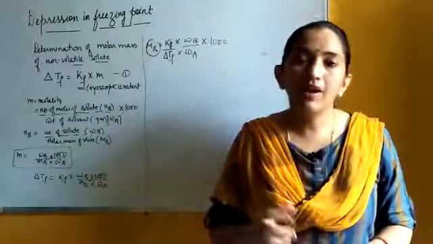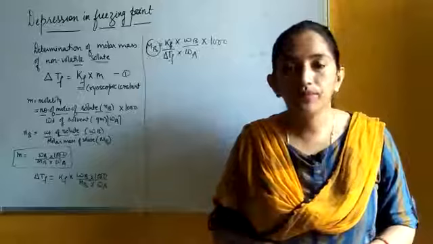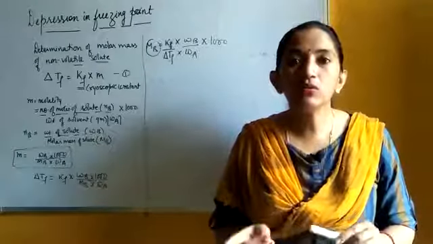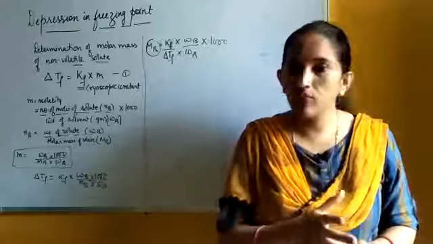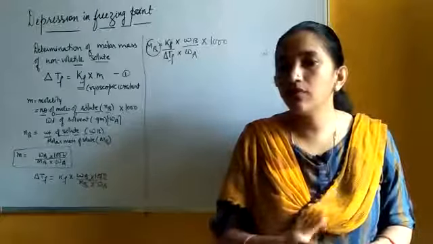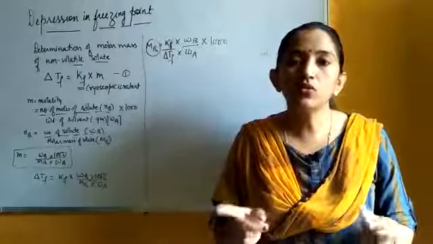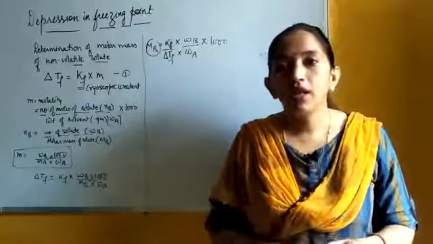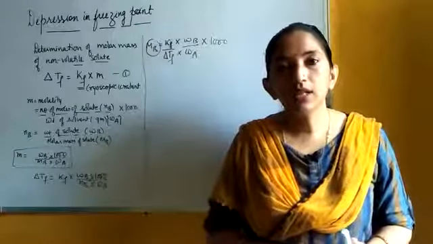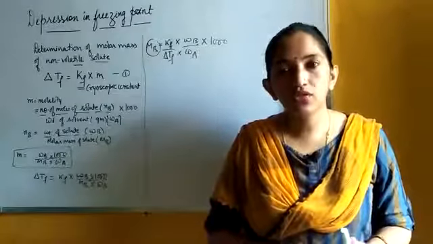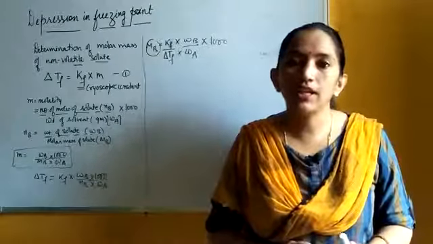Now students, one thing is there. This is the molar mass which is calculated from the colligative property, and one molar mass is a theoretical one that we derive from the formula. These two molar masses will only be the same if the solution is very dilute. Second, there is no association or dissociation of the solute. And third, the solute should be non-volatile in nature.